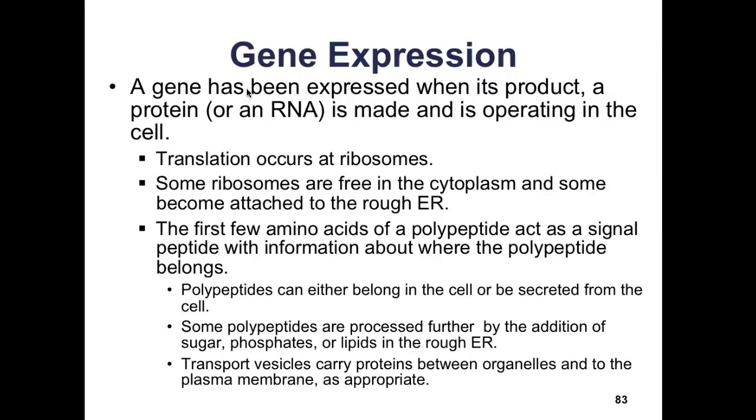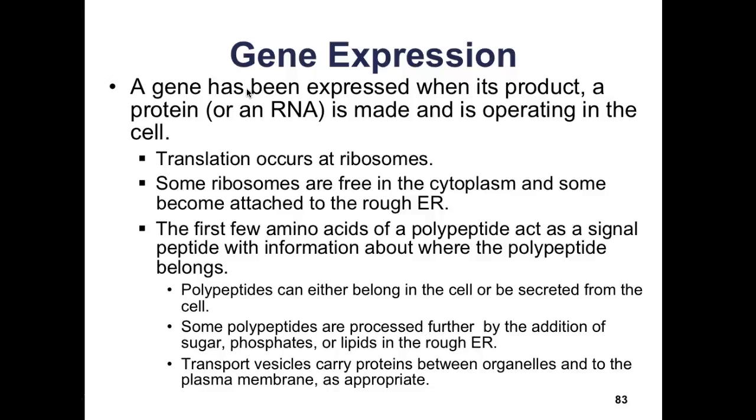So ultimately, gene expression then. A gene has been expressed when its product, a protein or an RNA, is made and operating in the cell. Translation occurs at ribosomes, and some ribosomes are free in the cytoplasm, while others are attached to the endoplasmic reticulum, ultimately giving it the rough appearance, or rough ER. The first few amino acids of a polypeptide act as a signal peptide with information on where the polypeptide belongs. The polypeptides can either belong in the cell or be secreted from the cell itself.